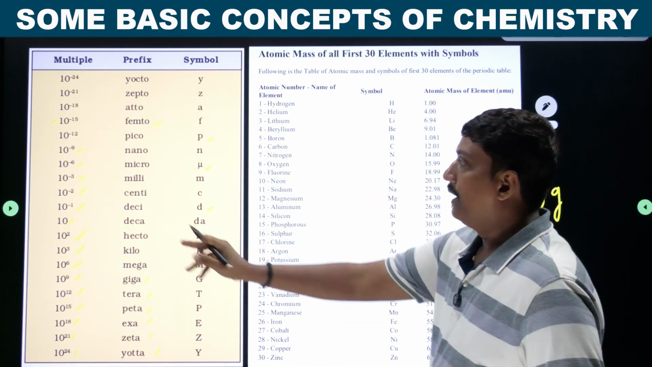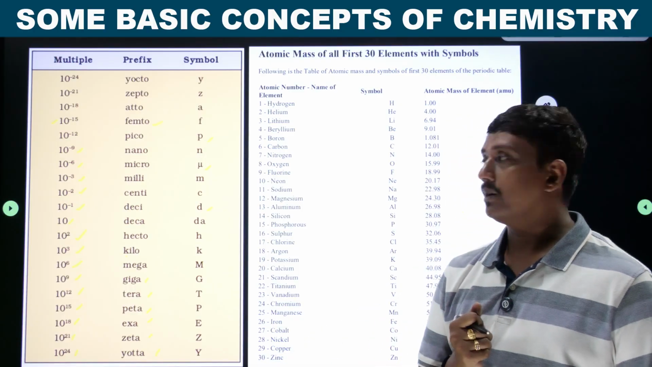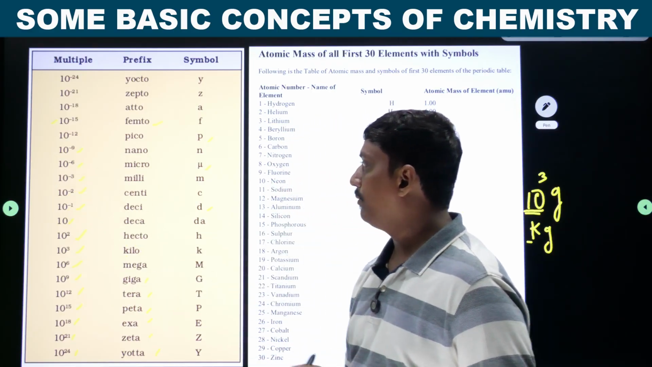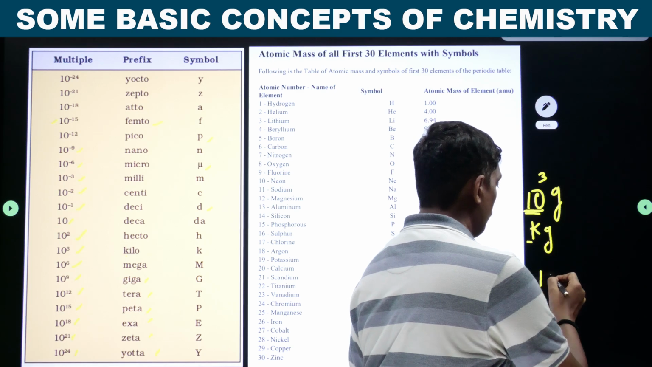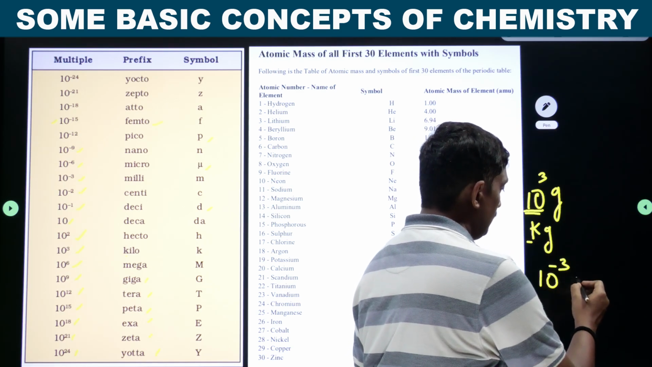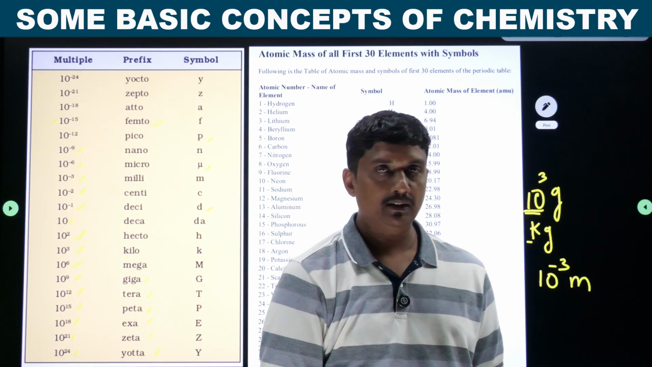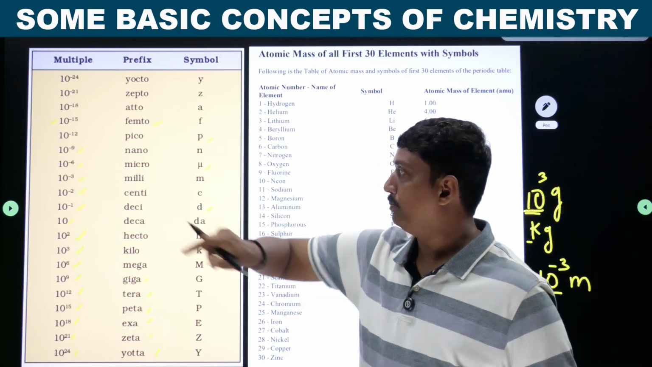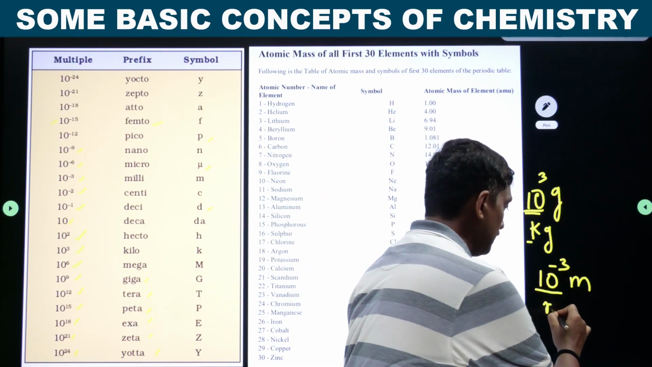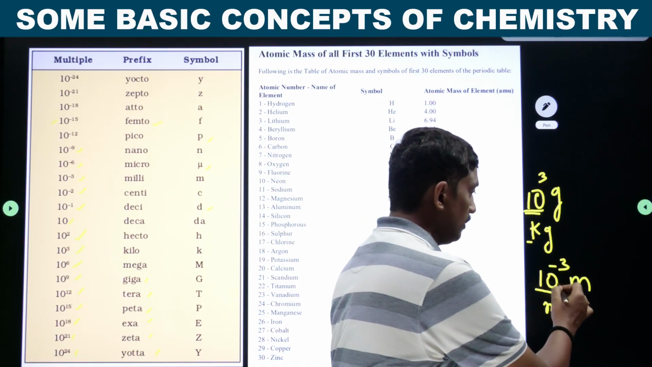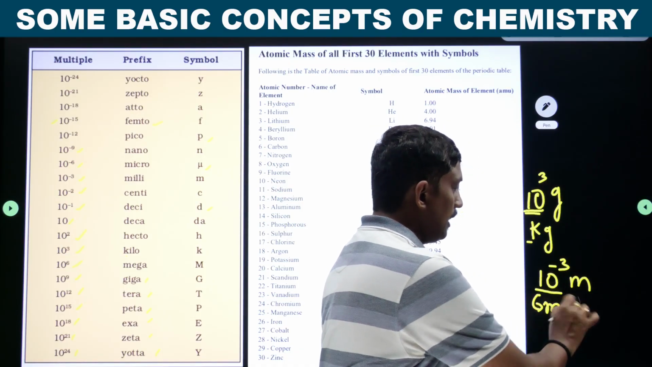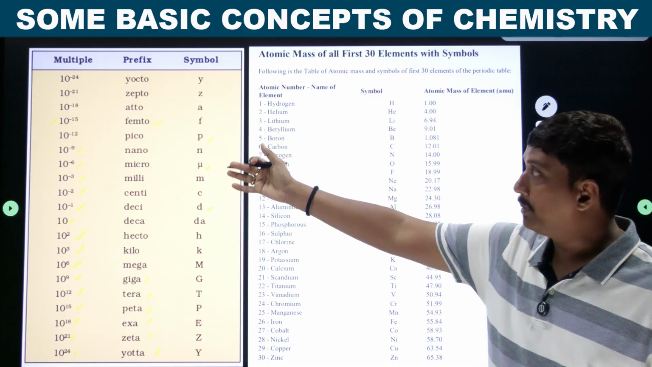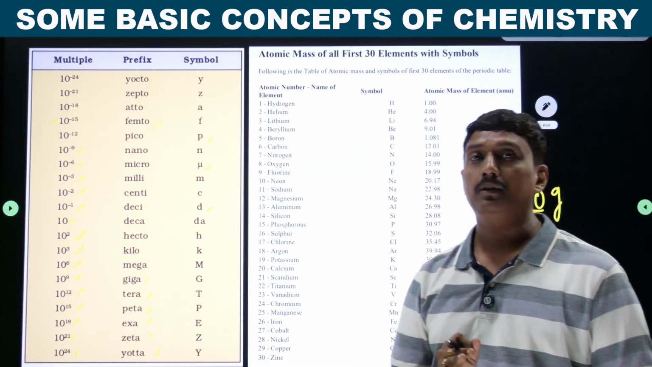That is the meaning. And 1 millimeter. What is the meaning of milli? Look here. Milli means 10 to the power minus 3 meter. What is 10 to the power minus 3? 10 to the power minus 3 is milli. The symbol is m, small letter m, meter. In the place of 10 to the power minus 3, we are writing milli, and meter is written as such. So this is the use or application of the prefixes and symbols.